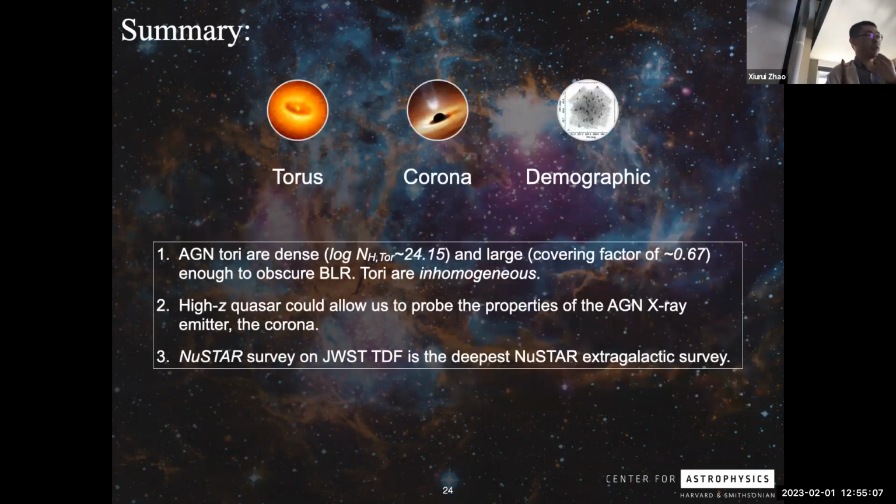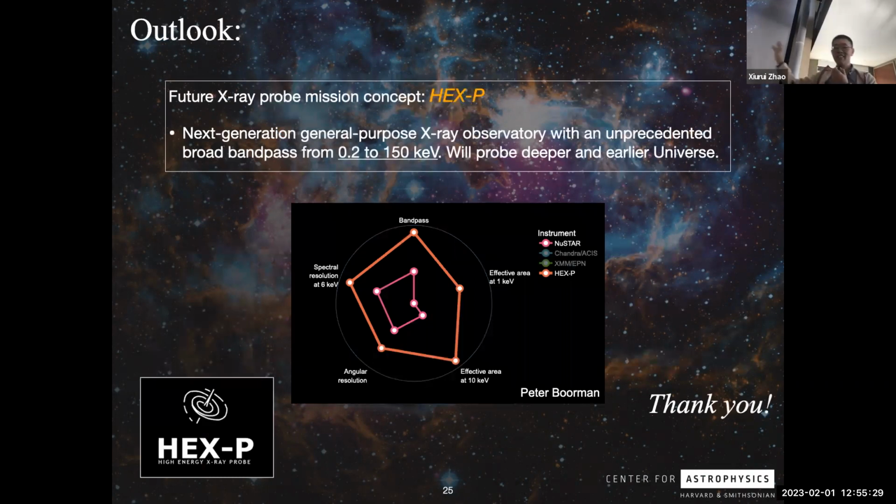So this is my summary. Sorry, I didn't have time to touch on the demographics of AGN, but we are doing the NuSTAR survey on the GWT time domain field using NuSTAR, where we already have almost 2 million seconds, and it's now the deepest NuSTAR extragalactic survey. And this is the next generation telescope we want to advertise. This is the NuSTAR capability, and this is the proposed HEX-P capability. And thank you.